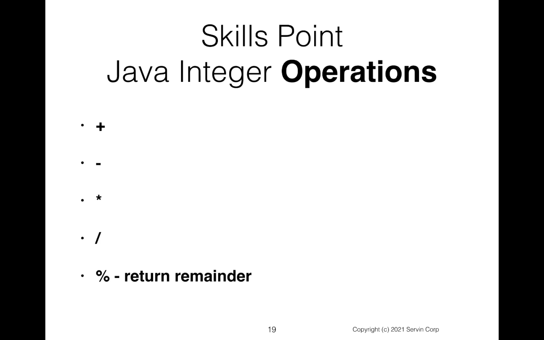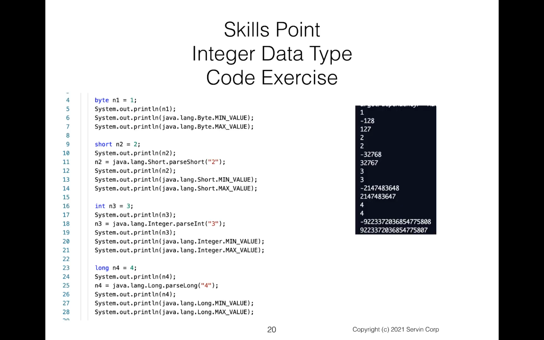The operations we can do on this: we can add and subtract, we can multiply, and we can divide. And the other one you use quite often in coding is the remainder operator, the percent operator. The percent allows you to divide, but what it returns to you is the remainder. So here's a coding exercise.